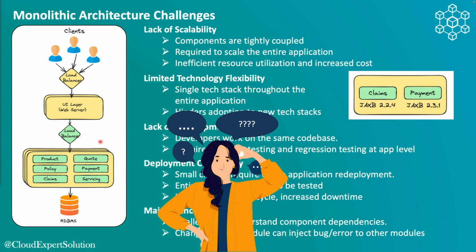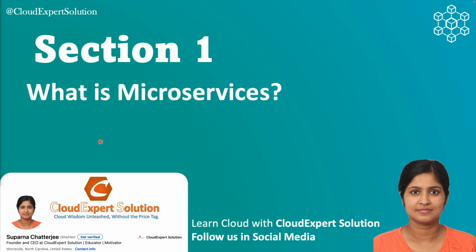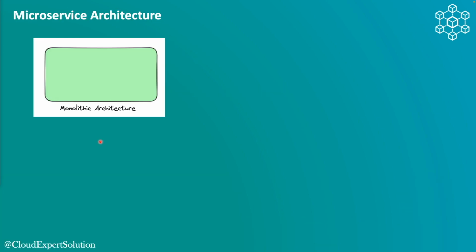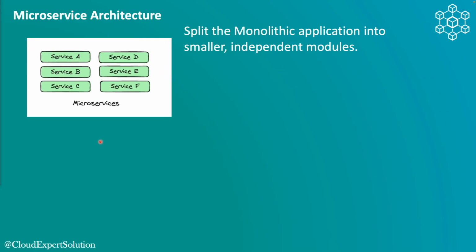Then you must be thinking, what is the solution for this? The answer to all those challenges is microservices. Now let's review what microservices are. We saw that a monolithic architecture has a single big jumbo code base which consists of all the application modules. In microservice architecture, we split that monolithic application into smaller independent modules, which leads to small modules for each and every independent service.